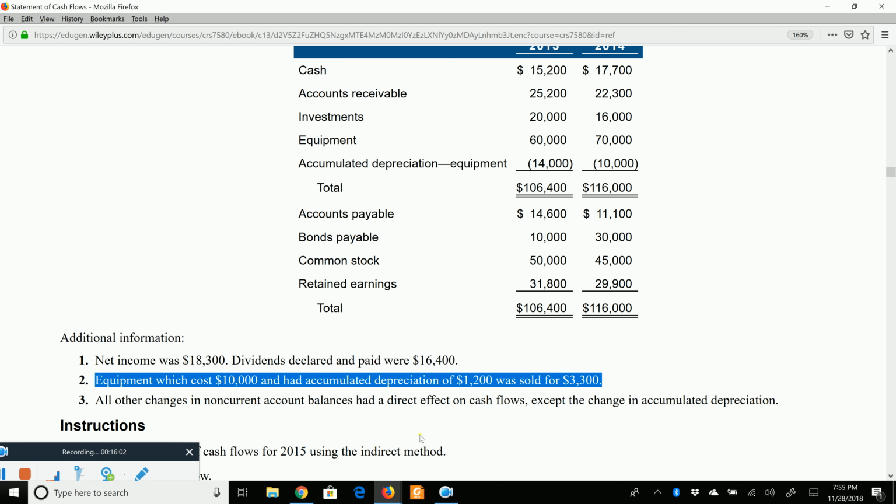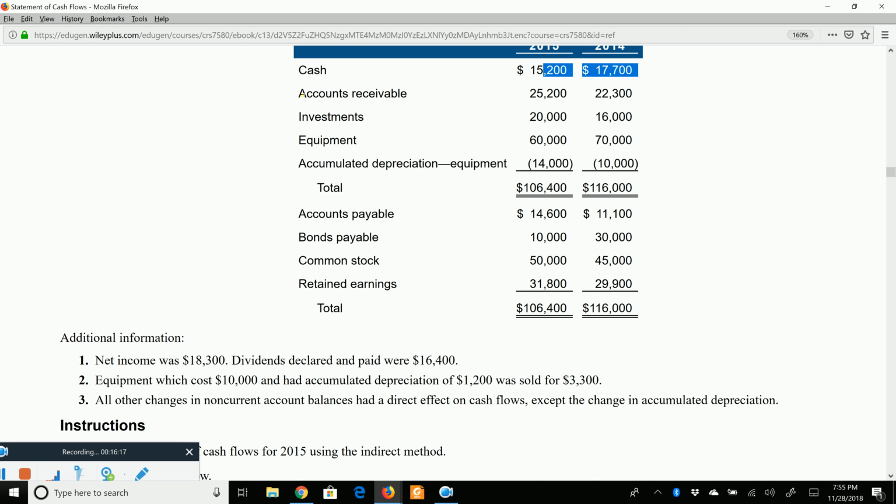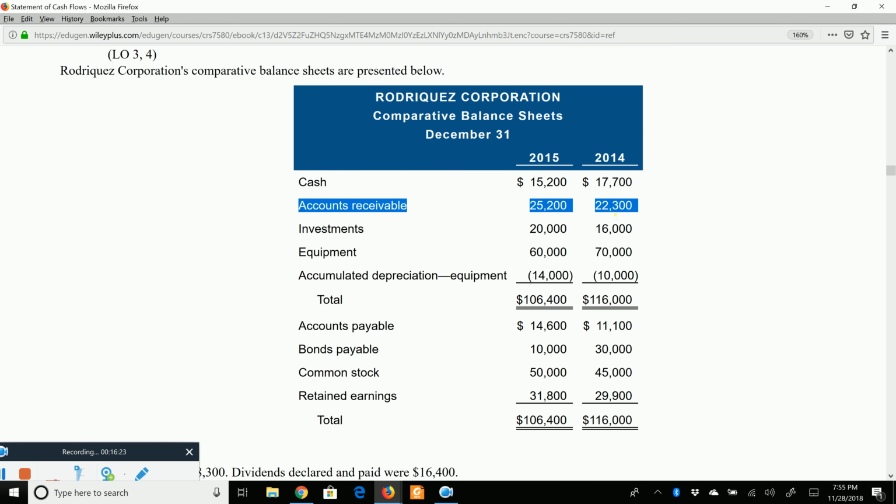the next thing we do in the cash flow statement for the operating activities is take a look at the differences in our current assets and current liabilities, besides the cash, of course. The accounts receivable is a current asset. And let's take a look at what happened. The beginning of the year, it was $22,300. At the end of the year, it was $25,200. So the accounts receivable increased by, if my math is correct, that's what, $2,900?